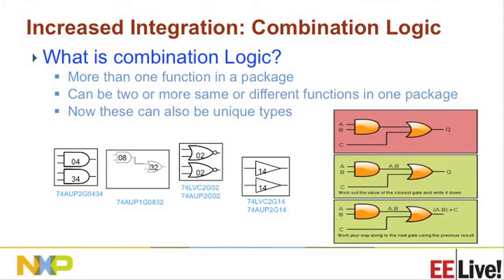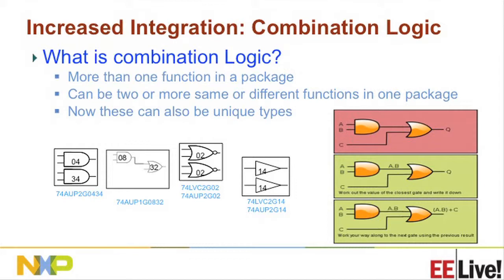So looking at the integration of logic functions, there's a combination logic, and the idea is you can combine 2 or more functions which could be different, or which could be unique, in one package. Typically, those packages are 6 to 8 leads, and those functions could be separate in a package, or they could be connected, like this one.